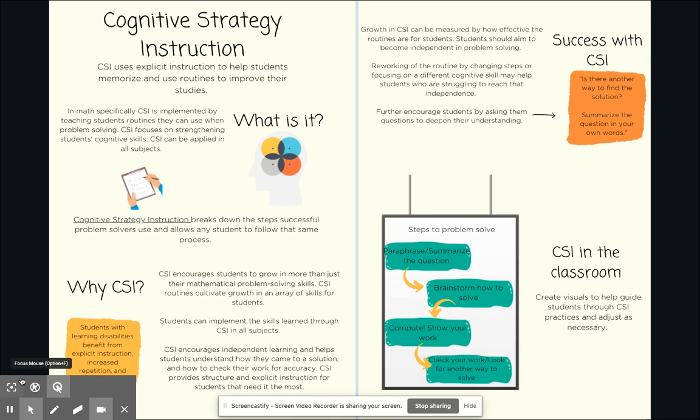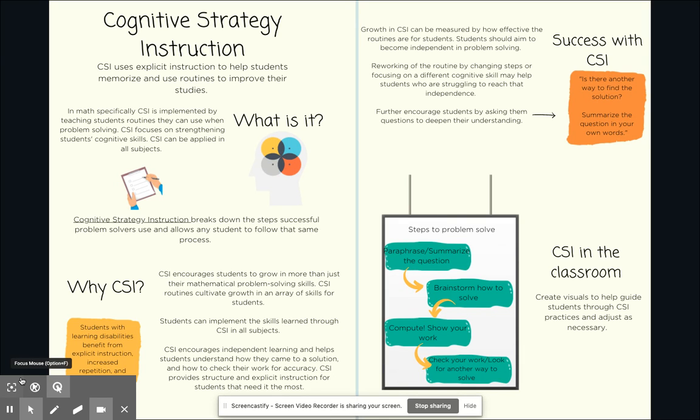CSI provides structure and explicit instructions for students that need it the most. Students with learning disabilities really benefit from that explicit instruction, increased repetition, and teacher modeling. So CSI strategies can really help those students get a deeper understanding for their learning, have a clear idea of what the steps are that they're going to solve, and then hopefully become completely independent when solving on their own.